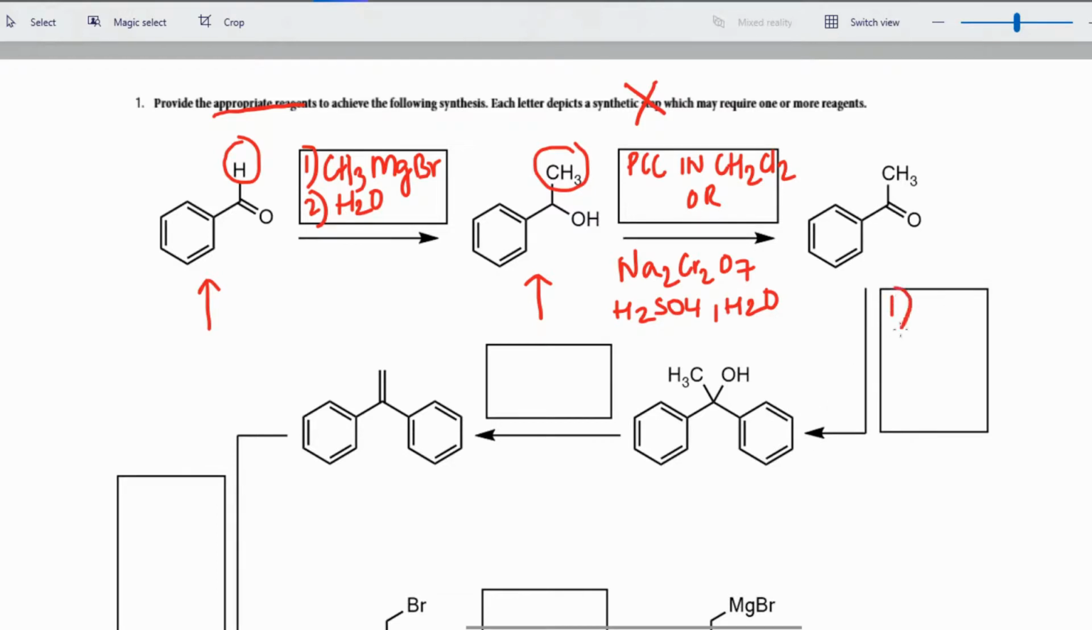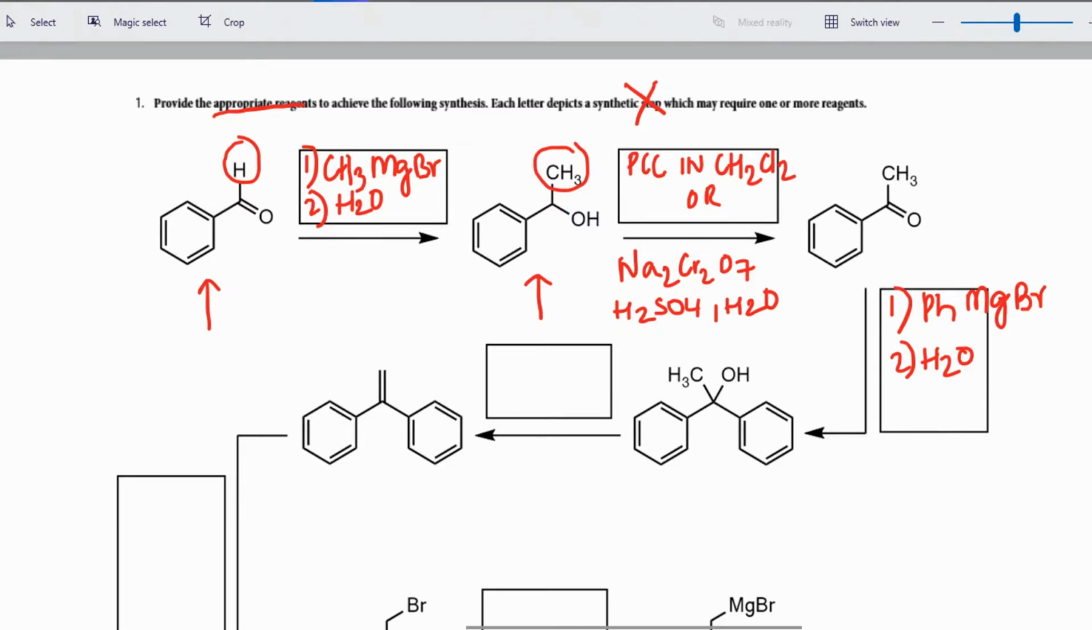So we have in our first step, phenyl MgBr, phenyl magnesium bromide. And then in the second step, we have a protonation step. So we use H2O. So that was relatively easy.